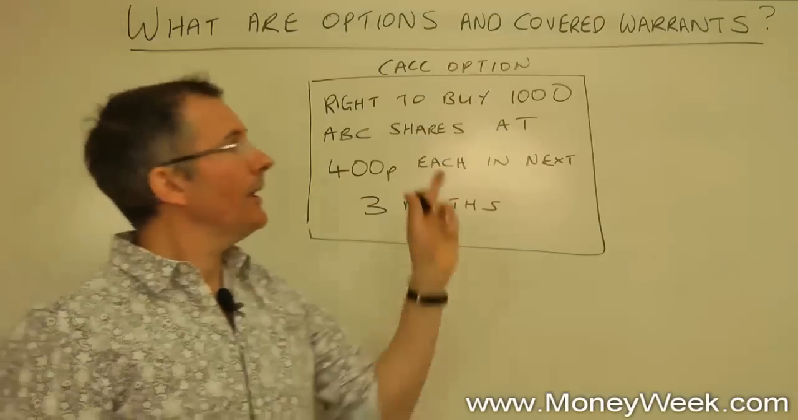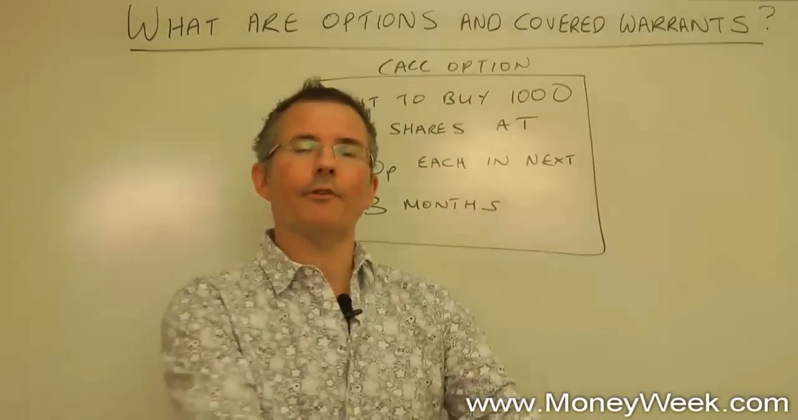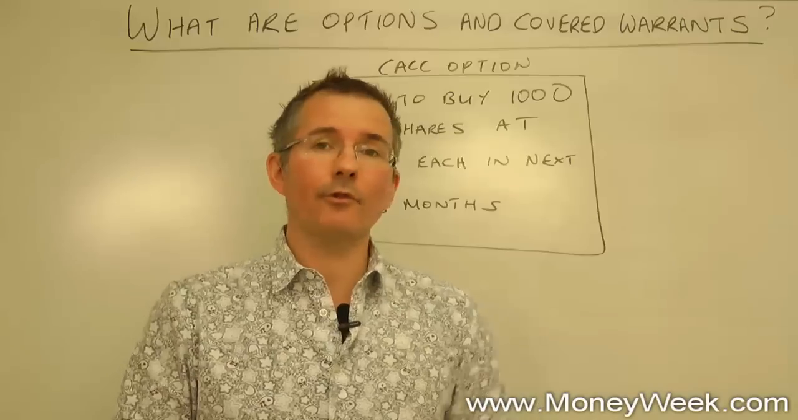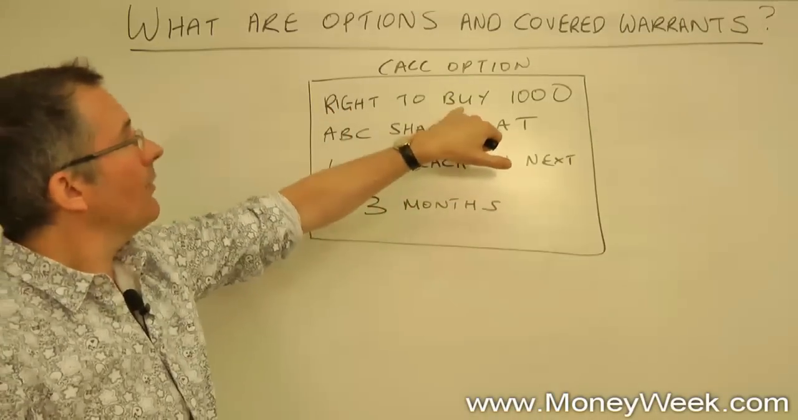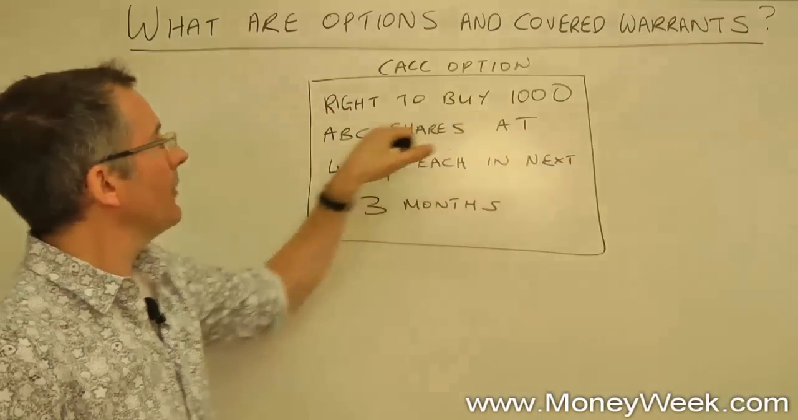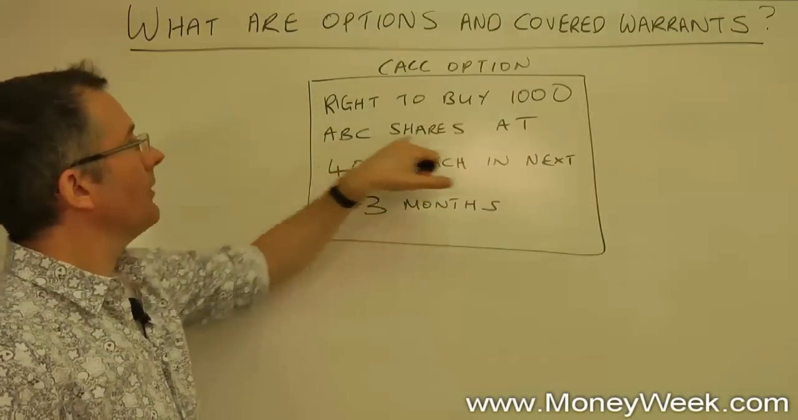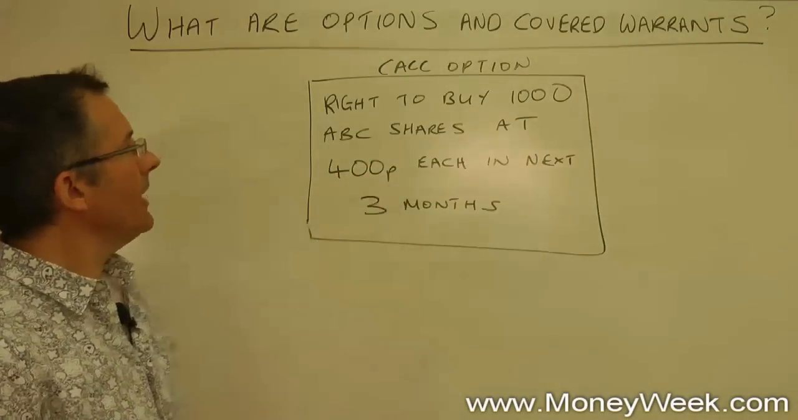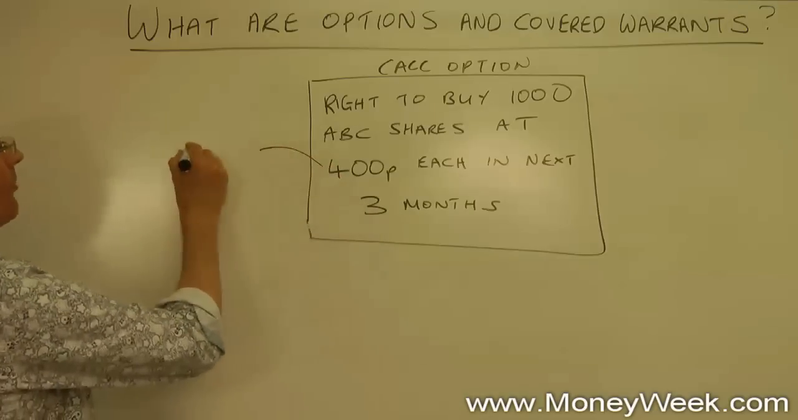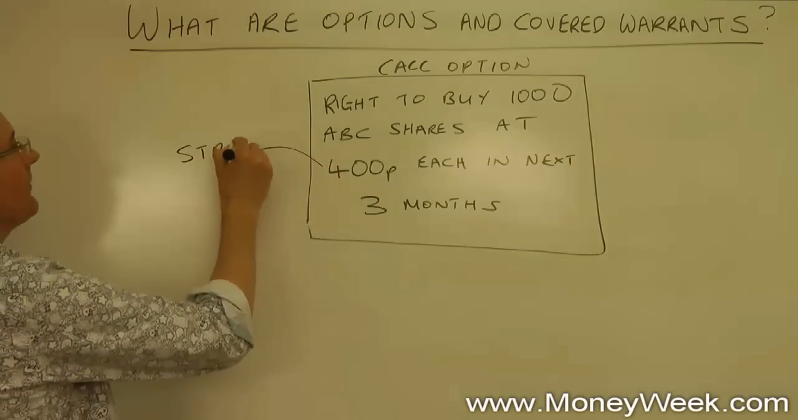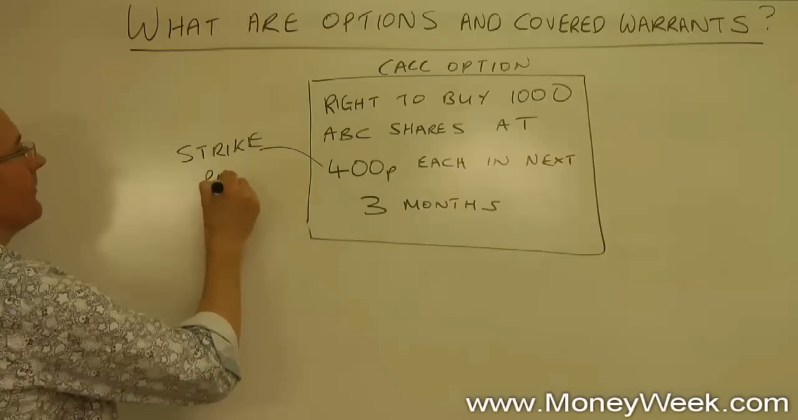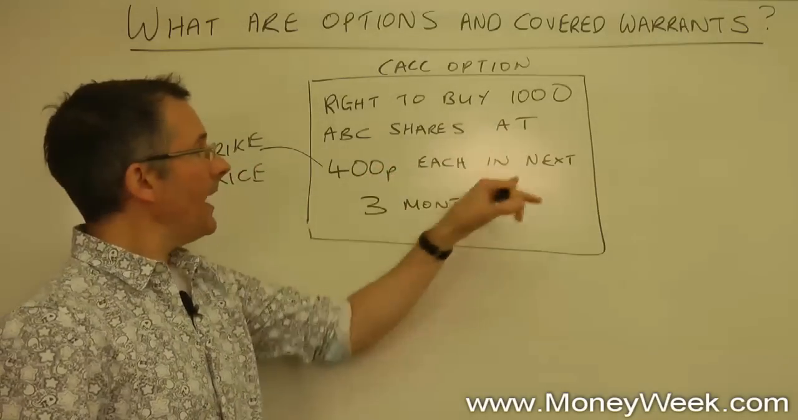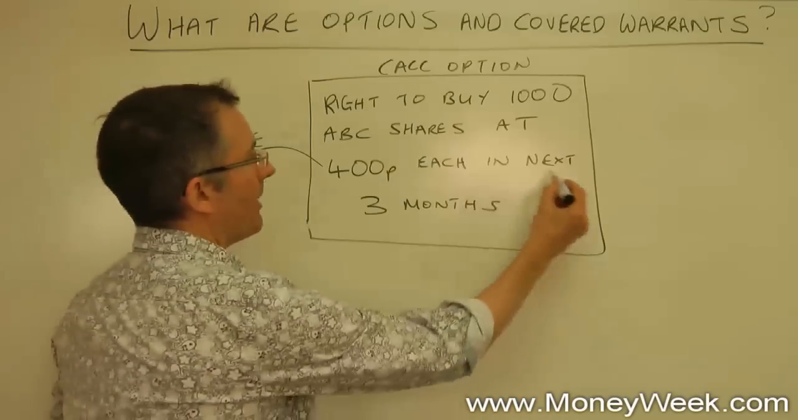So, call option. This piece of paper gives somebody the right to call an asset over, in this case 1,000 shares, but it could be 100 ounces of gold. But anyway, we've got the right to buy, call 1,000 ABC shares, so there's the underlying asset named on the piece of paper, at £4 each. That is known in options jargon as the strike, or the strike price. And that's fixed on the piece of paper in the next 3 months. So there's a time period in there.